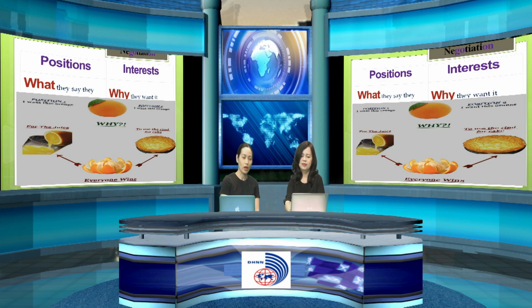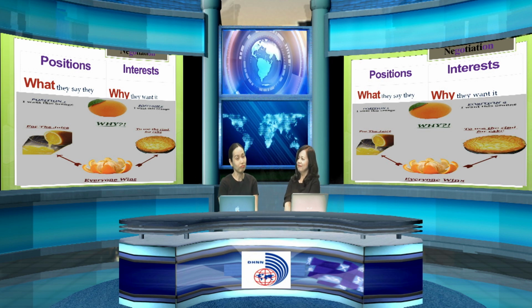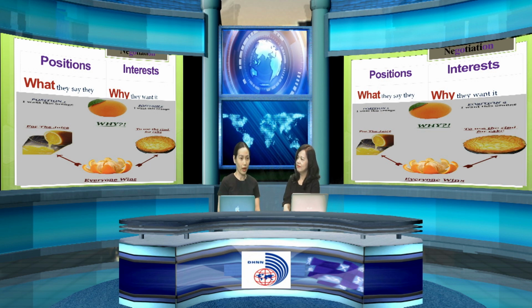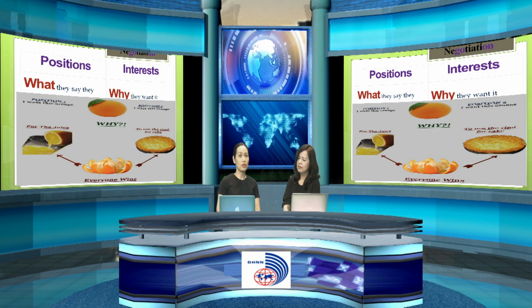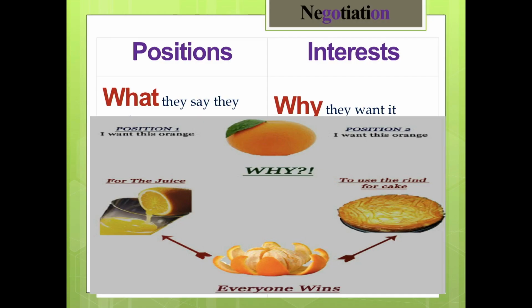I give you another example. Say you have a girlfriend and you have been in love with her for about 2 or 3 years, so you want to marry her. When you say, I want to marry you, you just state your position. You just tell her what you want. But when you say, I want to marry you so that I can spend my whole life with you, or because I want you to take care of my children, I want you to be with me every day, that is interest. Yes, exactly.